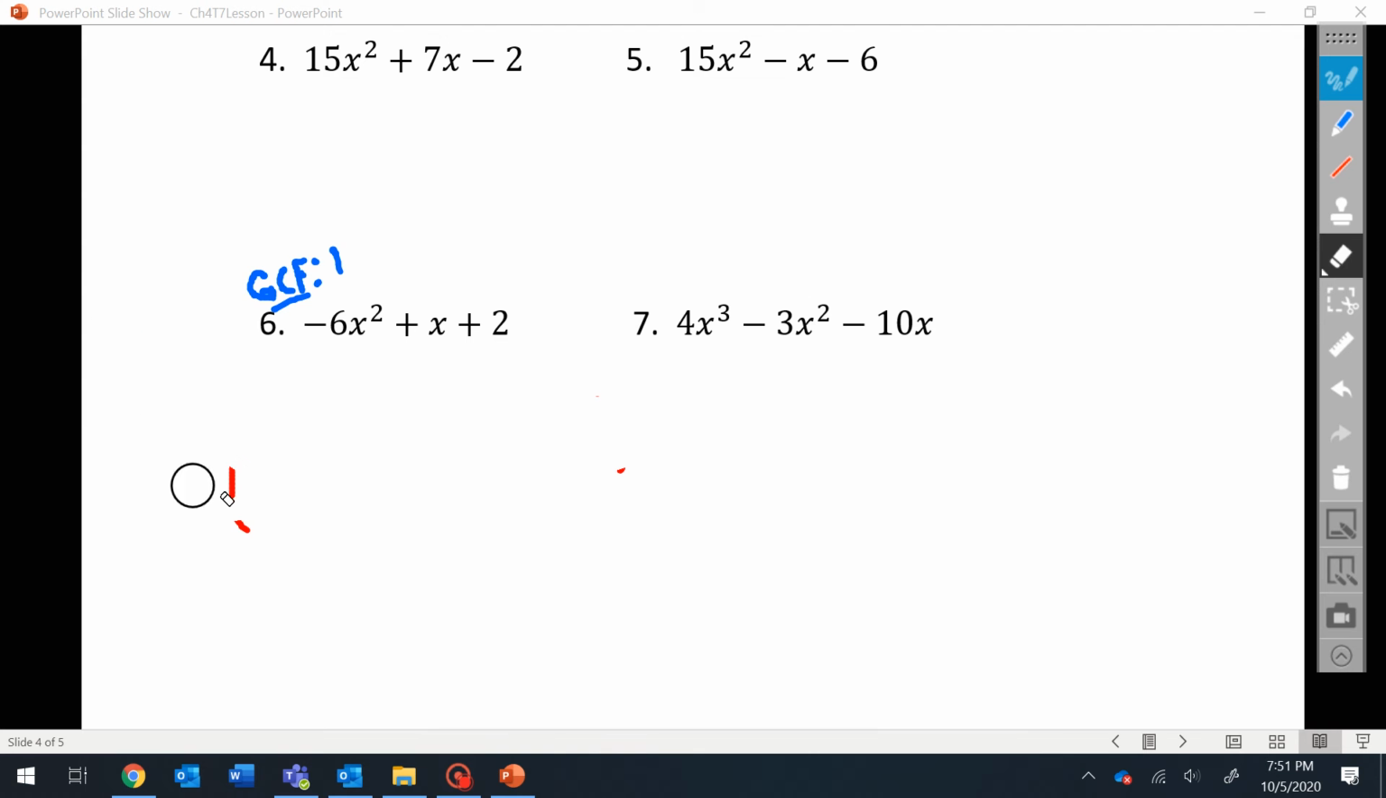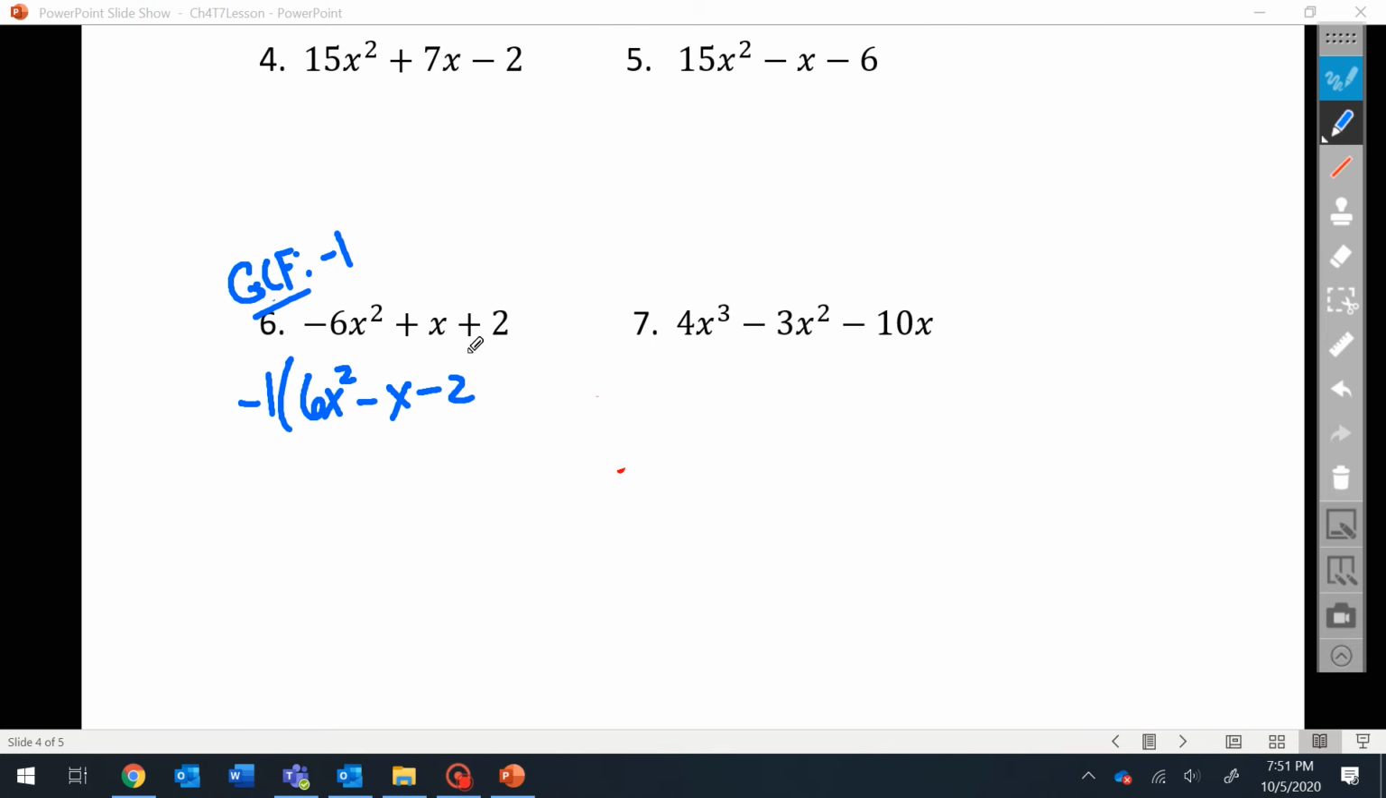Messed up here because I factored out a 1 and I should have factored out a negative 1. So let's just fix that real quick. I factored out a positive 1. Since the first term is negative, I definitely should have factored out a negative 1. So let's try this again. Negative 1 and then 6x squared minus x minus 2.